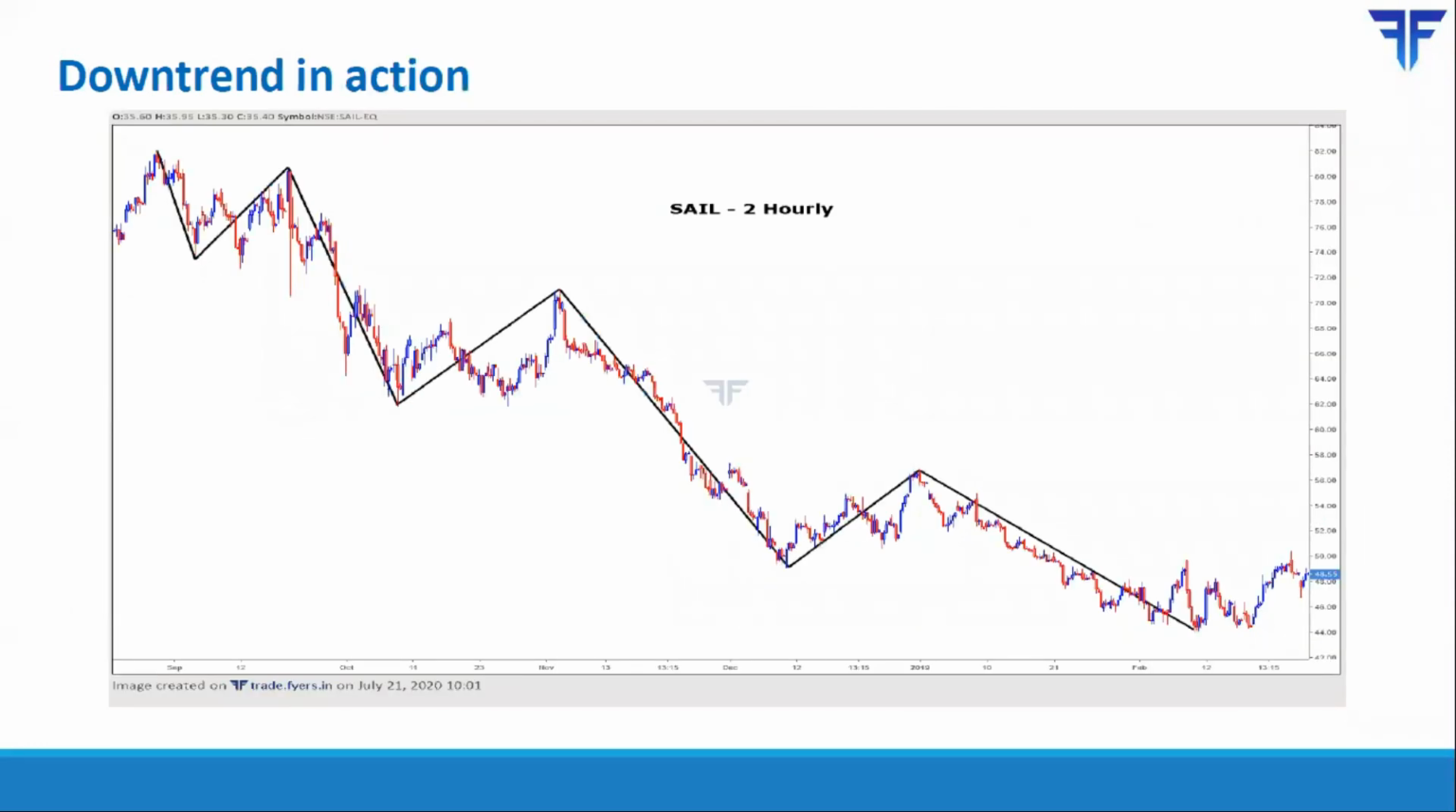Now, this is a downtrend in action. This is the 2-hourly chart of Steel Authority of India. You can clearly see over here that the price of Steel Authority has been heading consistently lower. It's consistently making a sequence of lower highs and lower lows. Each new high is failing to reach the previous high, but each new low is breaking below its previous low. So we have a nice healthy downtrend over here. As long as the sequence remains intact, the downtrend is pretty much in existence.